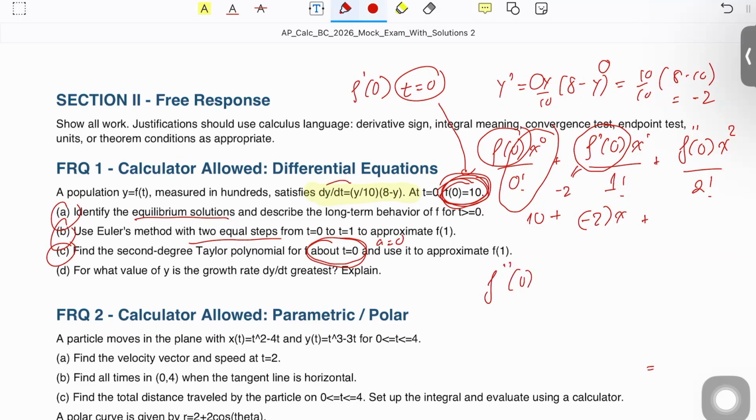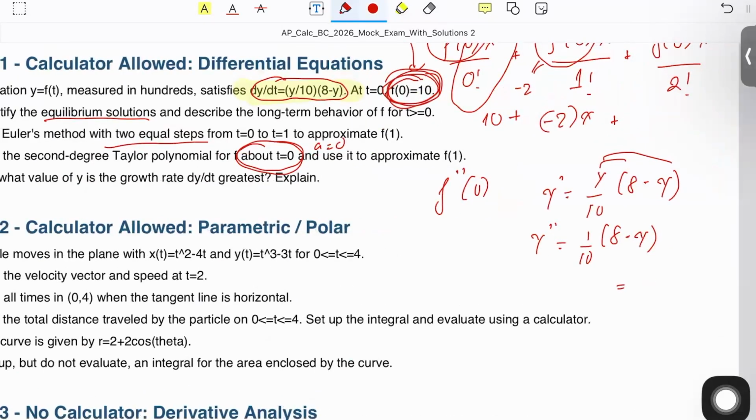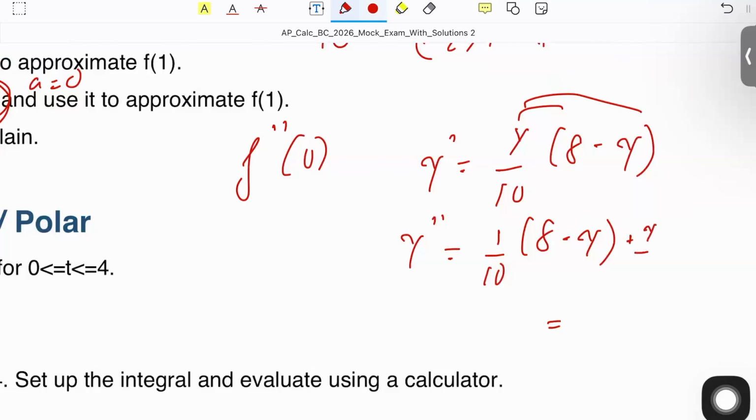First, what they give you is only f prime, right? So f prime is y over 10 times (8 minus y). That means you need to find y double prime. You can use product rule, or you can distribute and use the power rule. Either way is fine. I have 1 over 10 times (8 minus y), and I'm going to use product rule, plus I keep y over 10 and the derivative of this guy is negative 1.